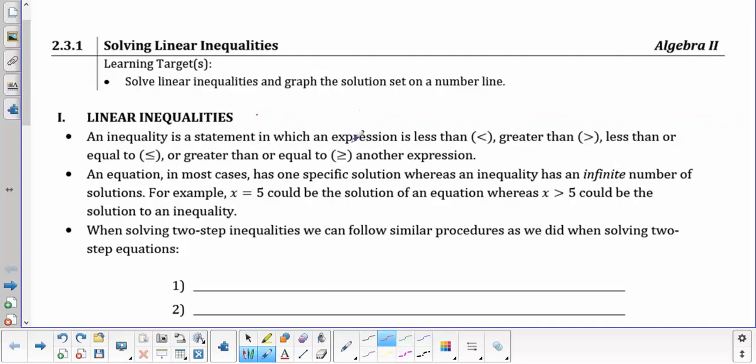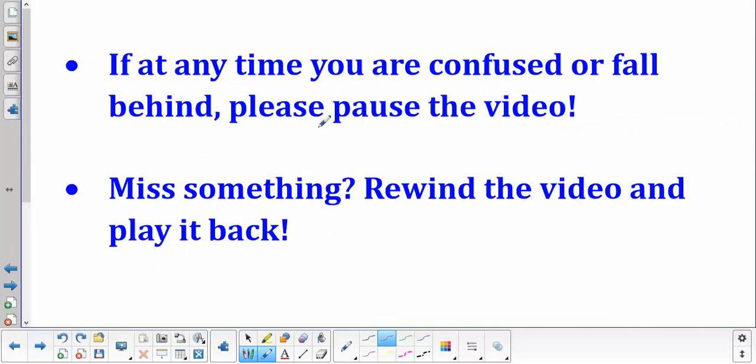Alright, this is section 2.3.1, solving linear inequalities. Before we get started, I want to point out that if you are feeling confused or if you fall behind, please pause the video. If you miss something, rewind it and play it back, okay? Don't feel like you absolutely have to keep up if I'm going too fast.